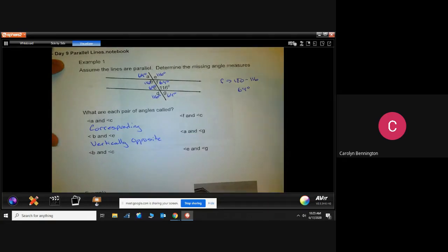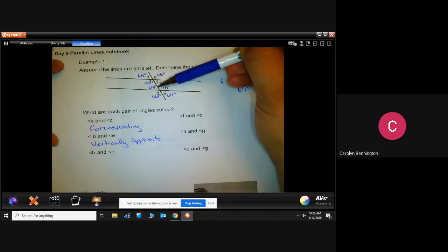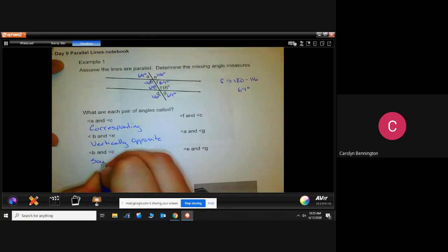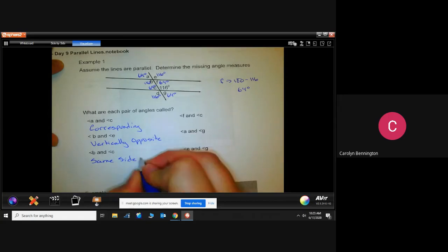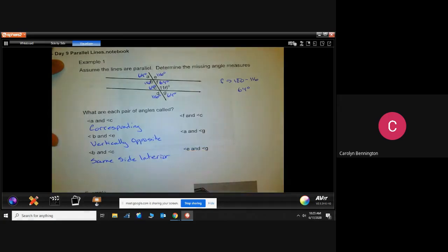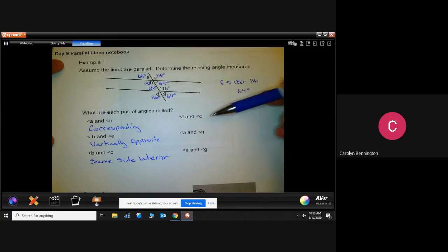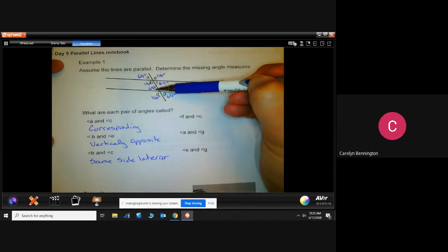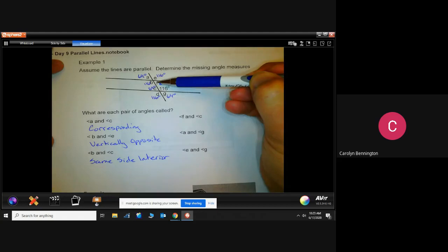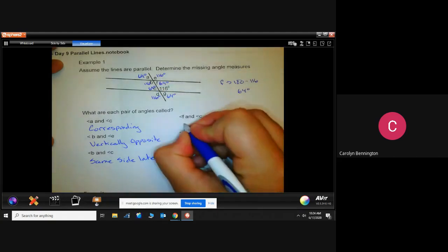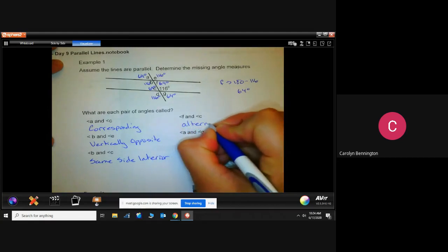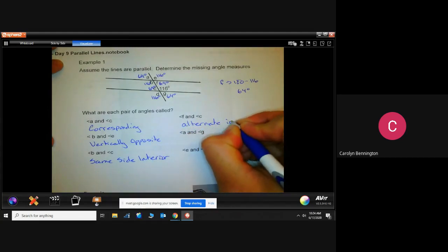And angle B and C. So angle B and C are both interior angles and they're on the same side of the transversal. So they're same side interior angles. The next pair is angle F and angle C. So here's F and here's C. Again, they're both on the interior. They're both interior angles, but they're on opposite sides of the transversal. So these are alternate interior angles.